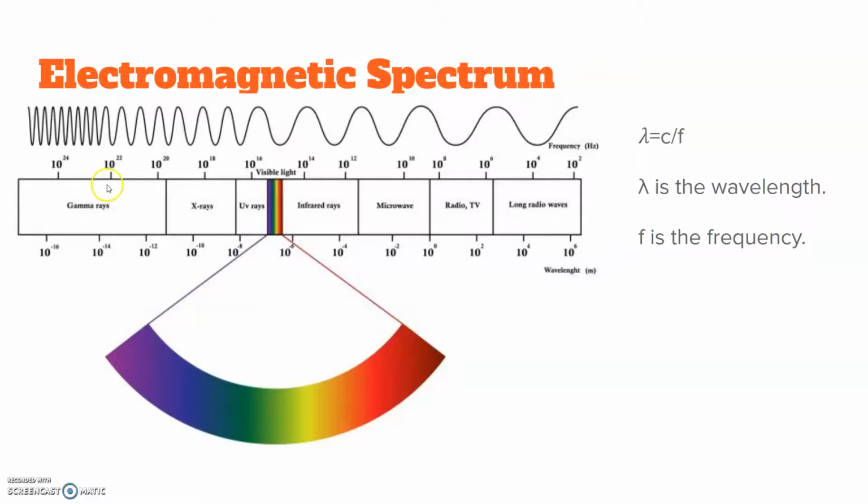Gamma rays, for example, have a very short wavelength, but a very large frequency, and therefore a very high energy. Whereas for long radio waves, the wavelength is very large, and the frequency is very low, and so it has a very low energy as well.